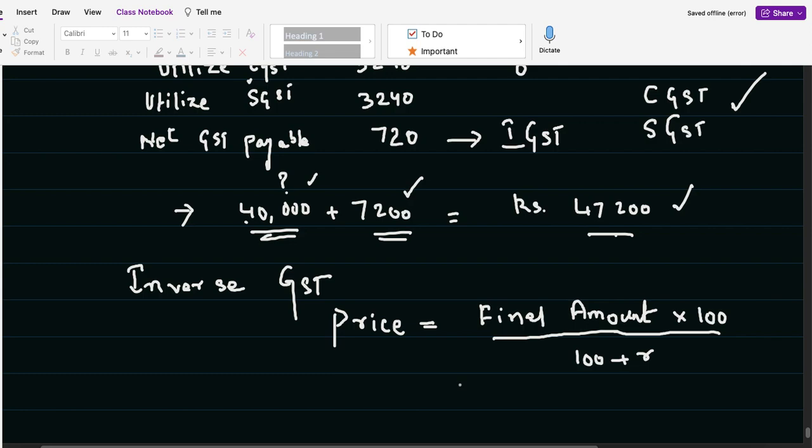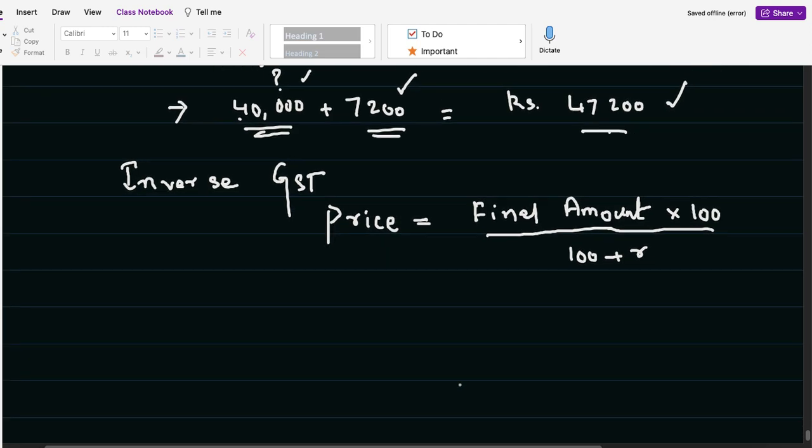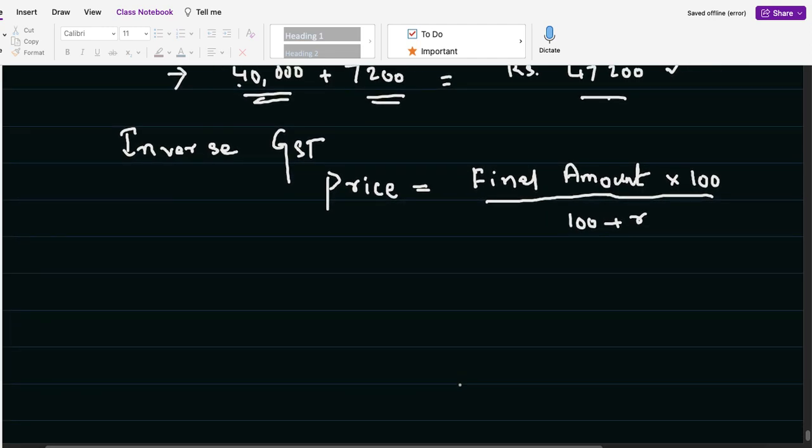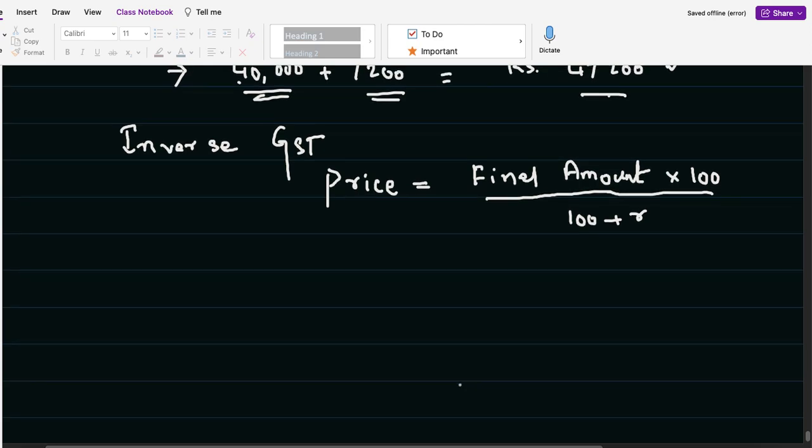We'll do one problem. So for example, think of it like this: if you are adding 18% GST to a price, and after adding 18% GST the final price is 2124. Okay, so don't subtract 18% from 2124. Finding 18% of 2124 and subtracting it to get the price will be wrong. You can't do it like that.